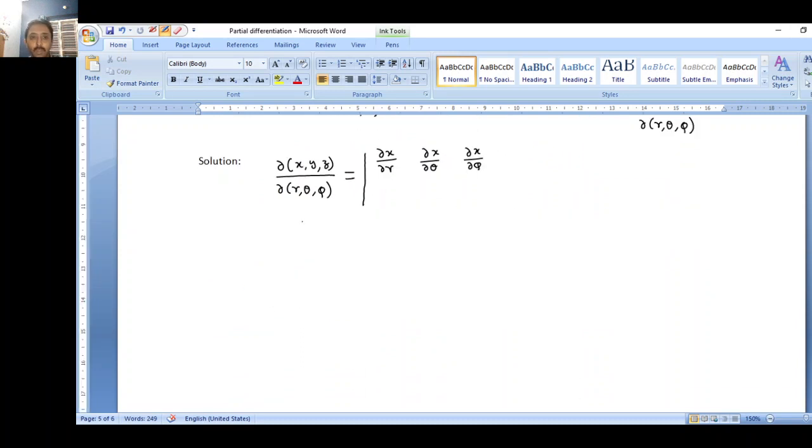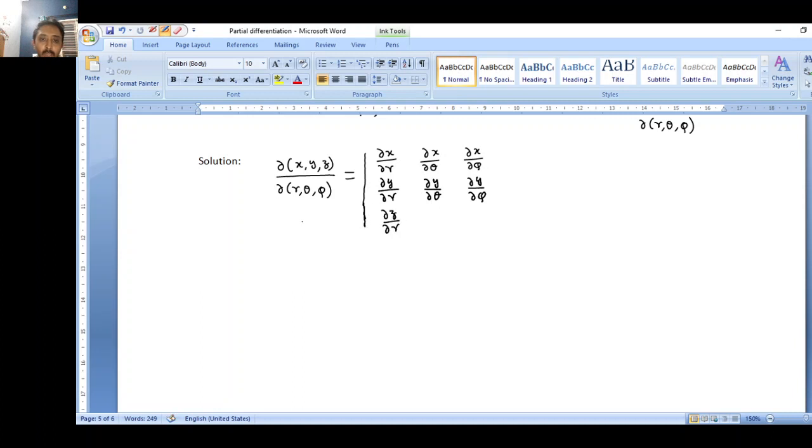Yeah. So going ahead with this problem. Yeah. So the first row will be dou x by dou r, dou x by dou theta, dou x by dou phi. So as I told you just now, I can also write it as a column. So it should not affect the expression as such. Now the second row would be dou y by dou r, dou y by dou theta, and then dou y by dou phi. Third row will be dou z by dou r, dou z by dou theta, and then dou z by dou phi.